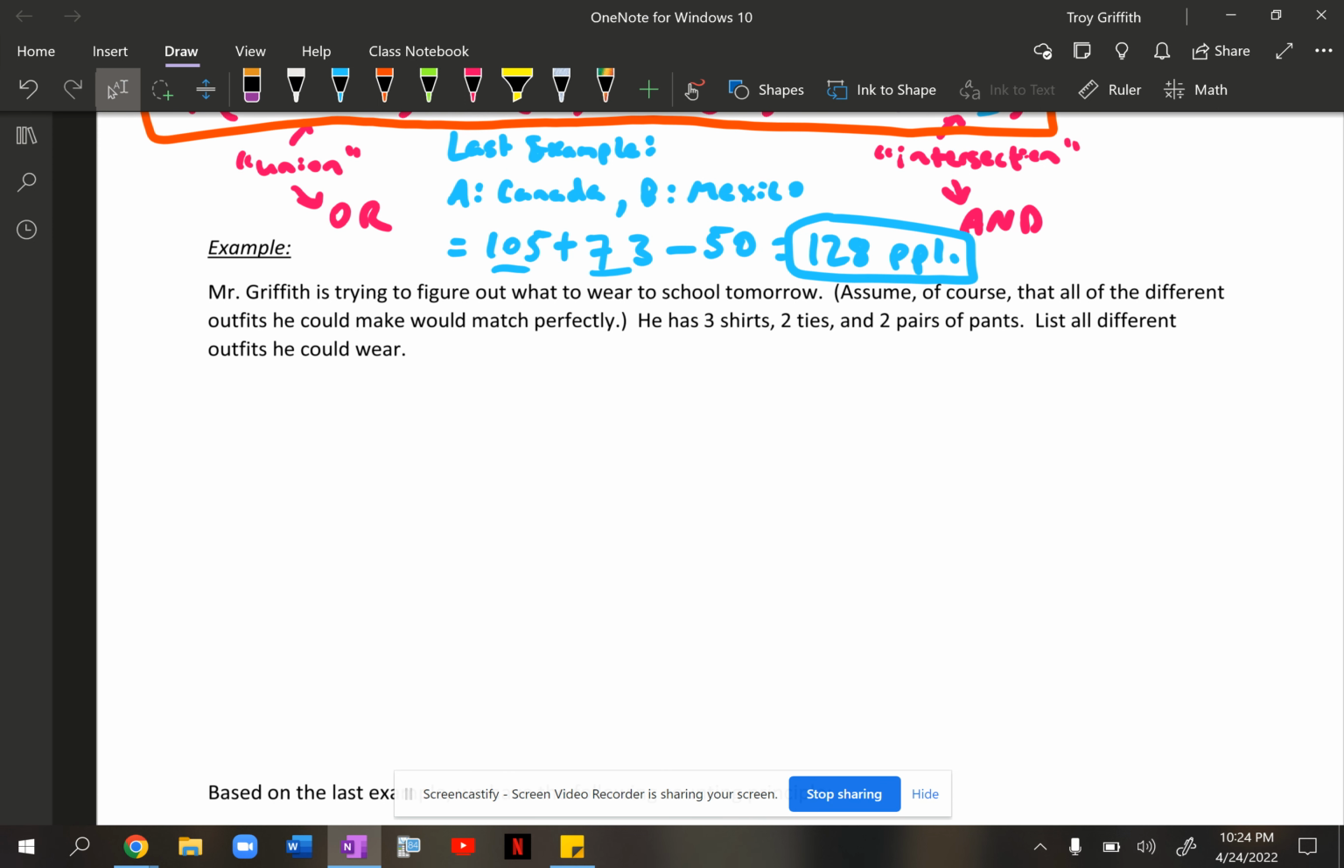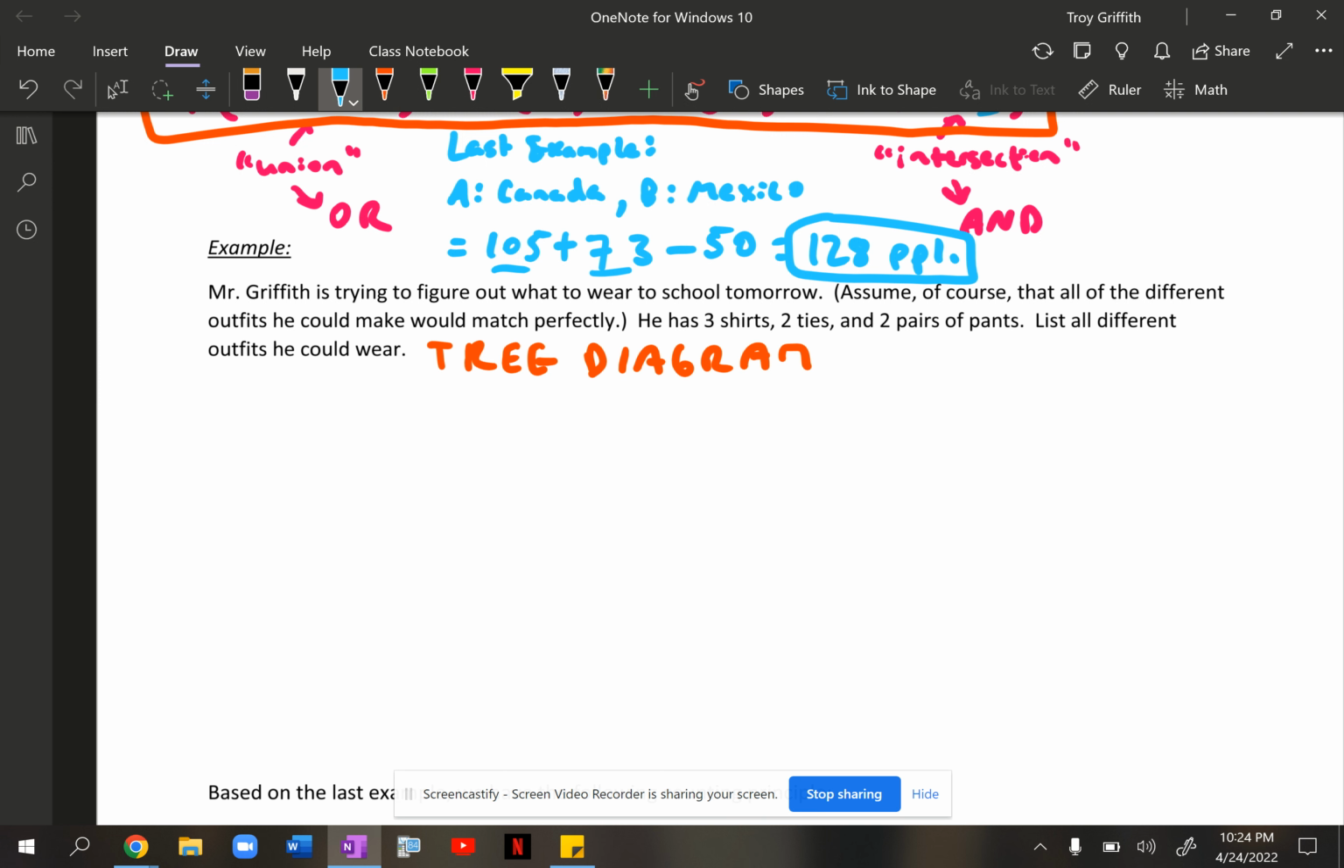So this says, Mr. Griffith is trying to figure out what to wear to school tomorrow. Assume, of course, that all the different outfits he can make would match perfectly, so we don't have to take into account colors or any of that stuff. So we have 3 shirts, 2 ties, and 2 pairs of pants. List all the different outfits that he could wear. This is a fairly common SAT type question. We're going to start by doing this the long way, and then we'll see if there's a pattern that emerges. And some of you guys might already know this pattern, but I'm going to begin by doing this the long way with a tree diagram.